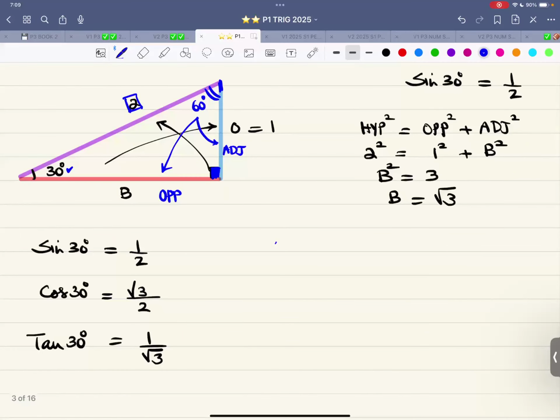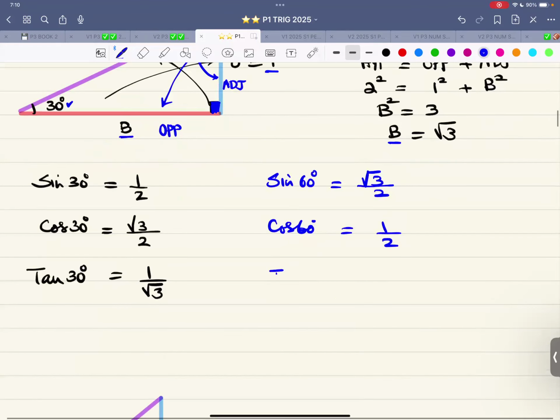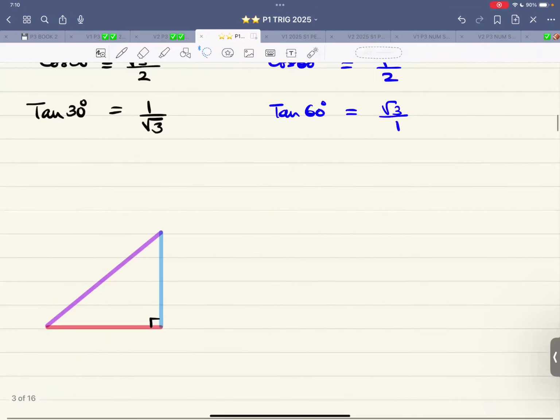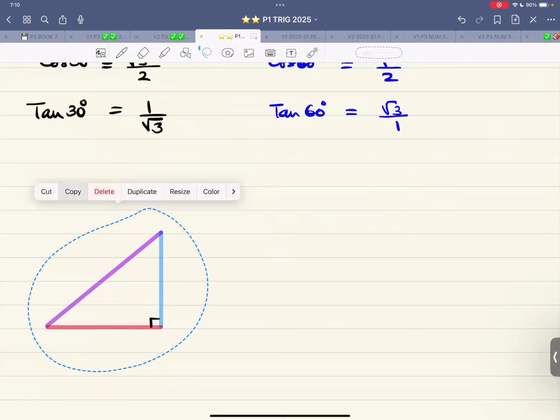So now sine of 60 is base over hypotenuse, which is root 3 over 2. And cosine of 60 is adjacent, which is 1 over 2. And tangent of 60 is root 3 over 1, because the base and the opposite have changed. Now, let me grab this and take it on the next page.